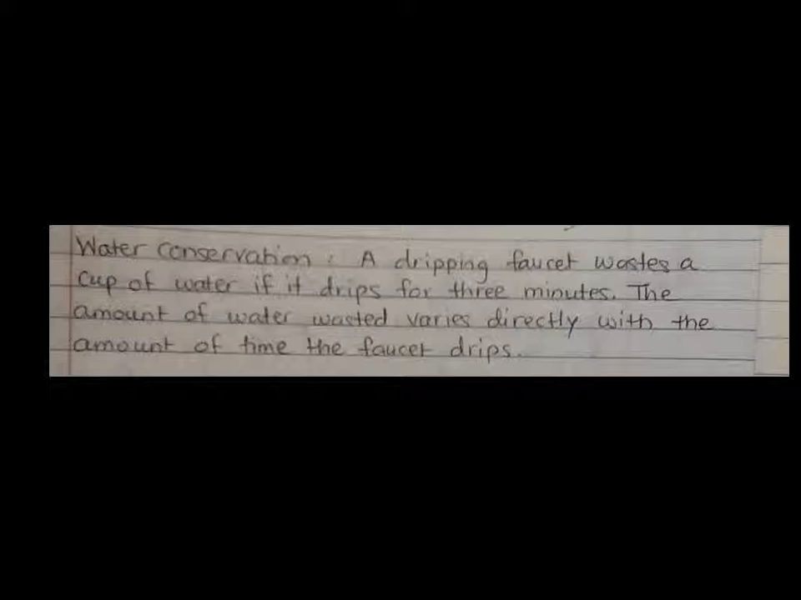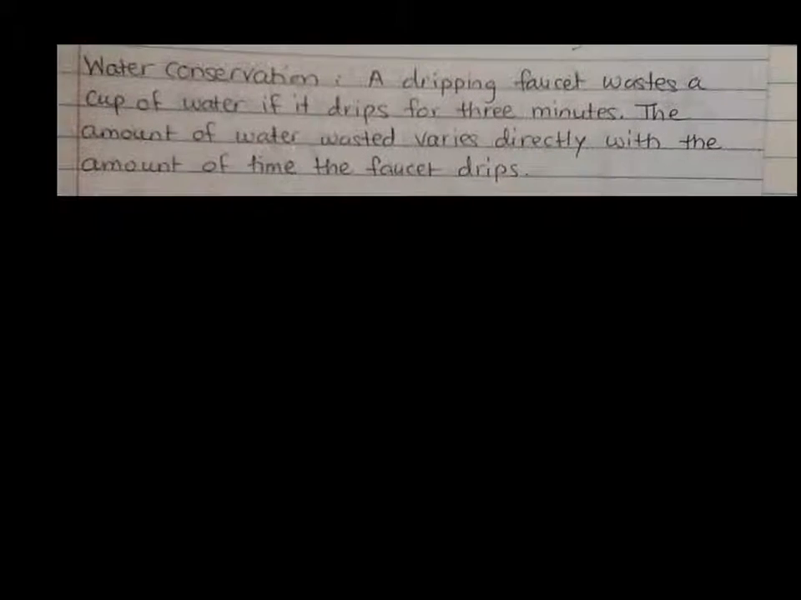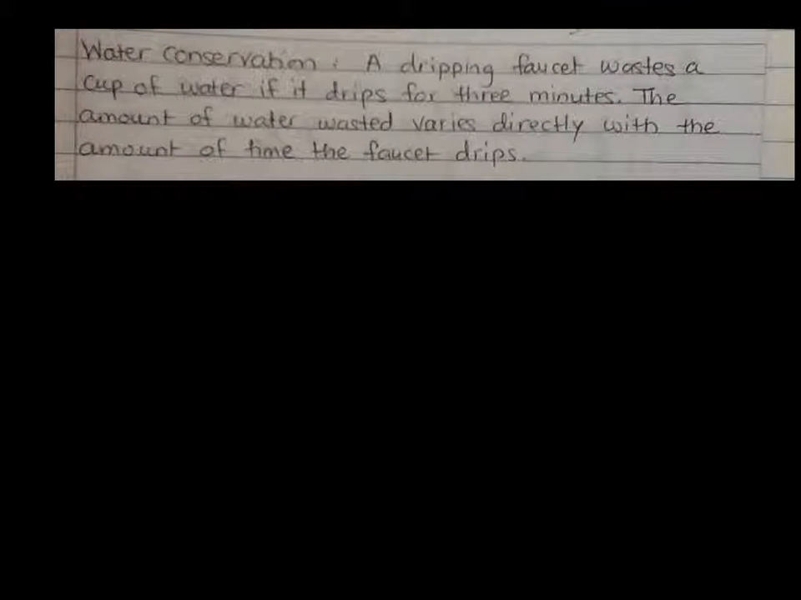Alright, so we have this problem right here. Water conservation. A dripping faucet wastes a cup of water if it drips for 3 minutes. The amount of water wasted varies directly with the amount of time the faucet drips. There are three things we have to look at in this. Let's move that up a little, and then let's start writing. We want to find the constant of variation variable and write an equation to model the direct variation.